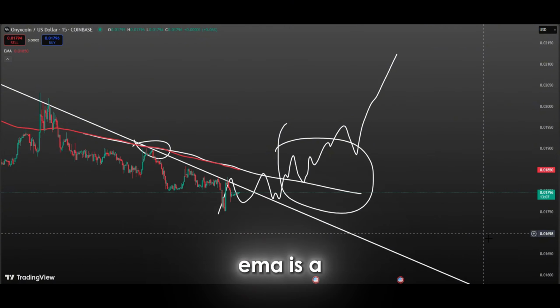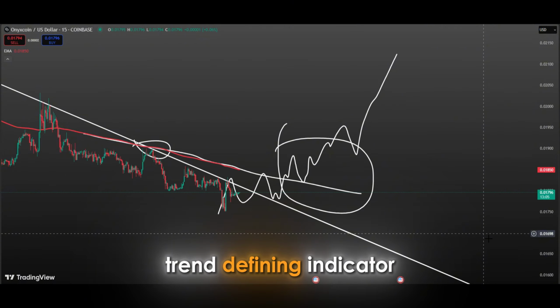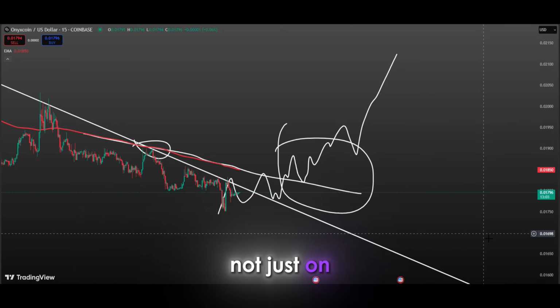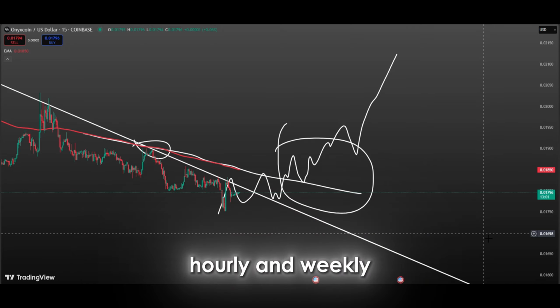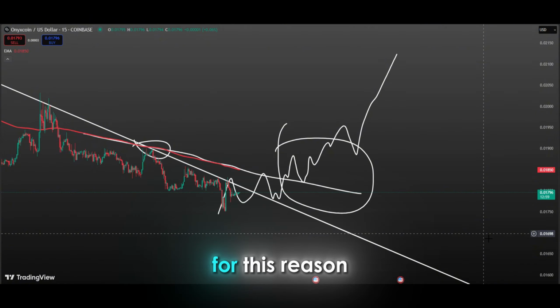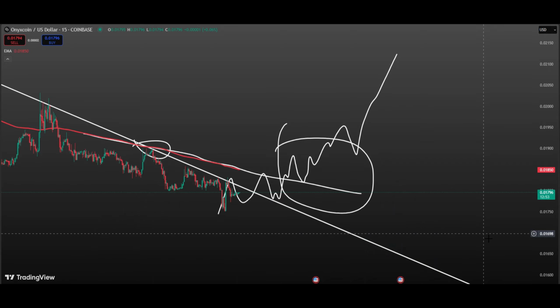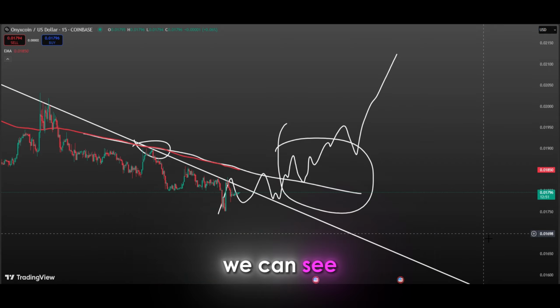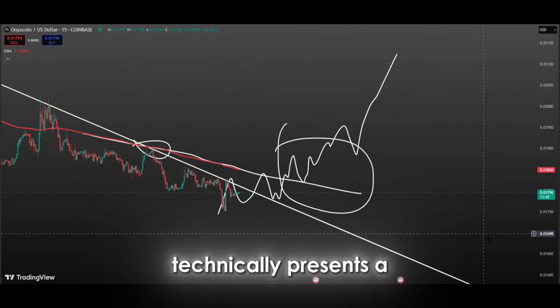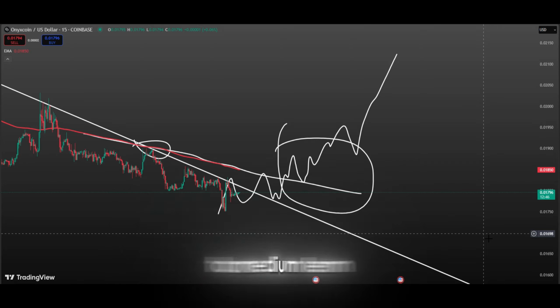The 200 EMA is a widely followed trend-defining indicator used by many investors, not just on daily charts, but also on hourly and weekly timeframes. For this reason, the price's interaction with the 200 EMA carries significant signals for investors seeking direction in the market. Looking at the current chart, we can see that the price is positioned below the 200 EMA. While this technically presents a negative outlook in the short to medium term, it also holds major potential.